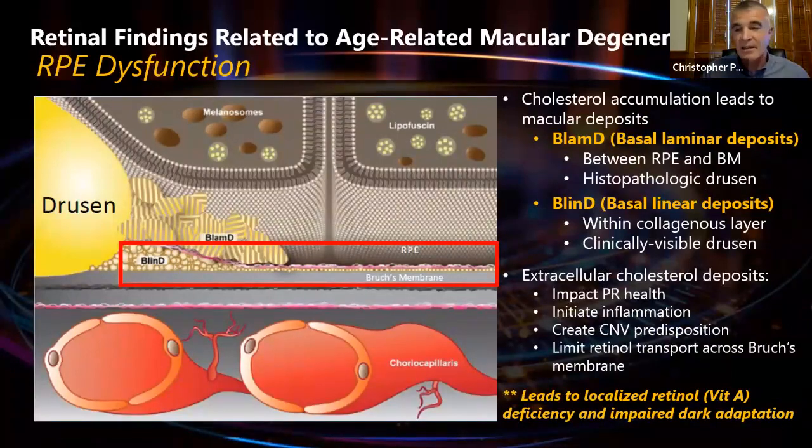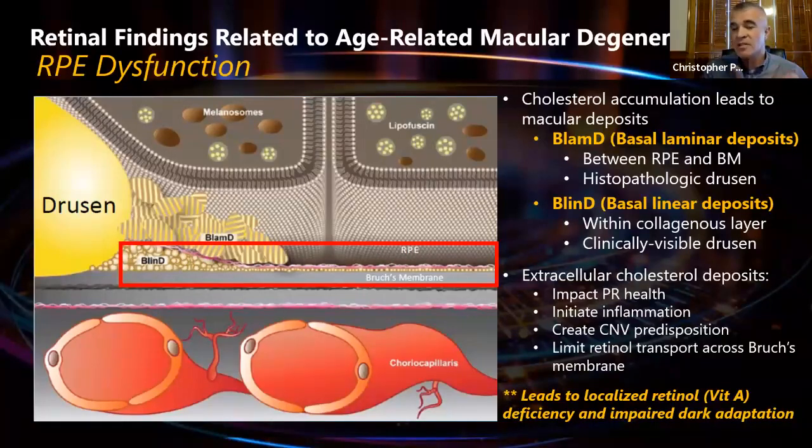But the BLIN-D and the BLAM-D, these are perhaps cholesterol, these are perhaps deposits that you haven't been familiar with, but these are the precursors to the drusen that begins to build. And so you can start to see that the basal laminar versus the basal linear, where they begin to deposit. And they essentially are beginning to deposit right at that Bruch's membrane and right at that RPE level. And so this is where you start to get dysfunction of the visual cycle.